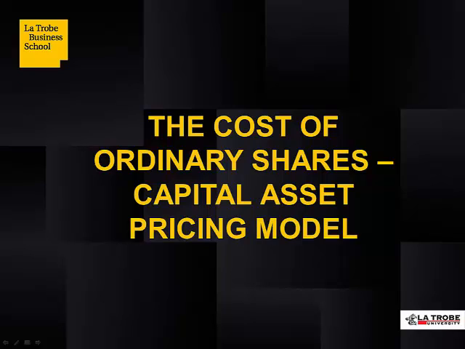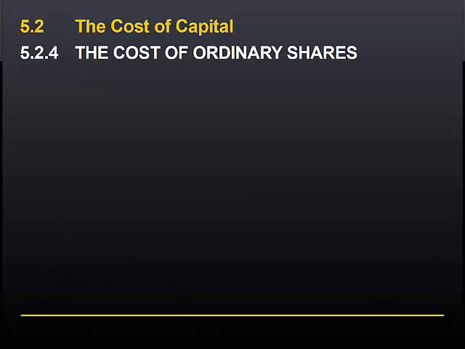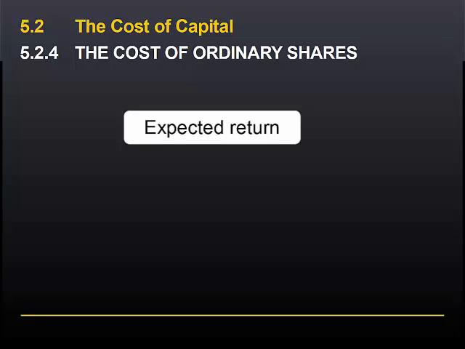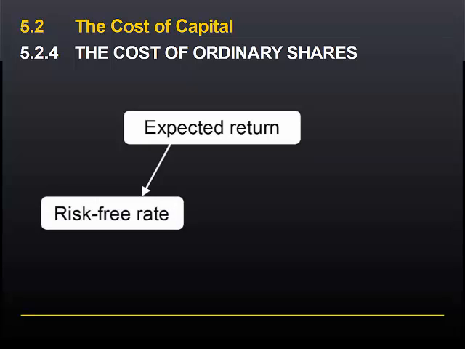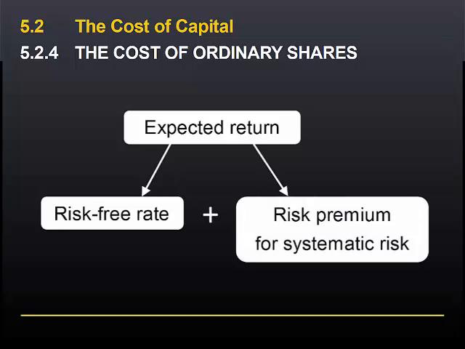The cost of ordinary shares, capital asset pricing model. We'll begin by looking at the components of expected return. The first component is the risk-free rate of interest. We would expect to earn at least the risk-free rate of interest on any risky investment. Otherwise, we would just invest in a risk-free asset. But on top of the risk-free rate, we expect a risk premium, extra return, to compensate for risk.